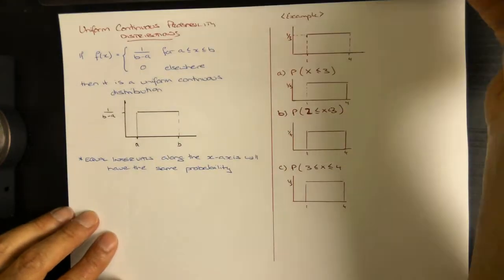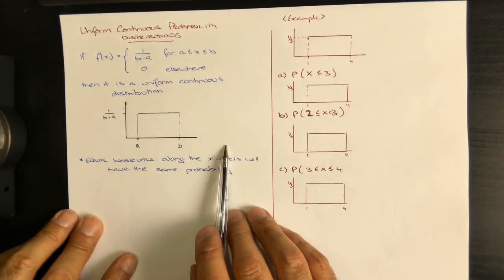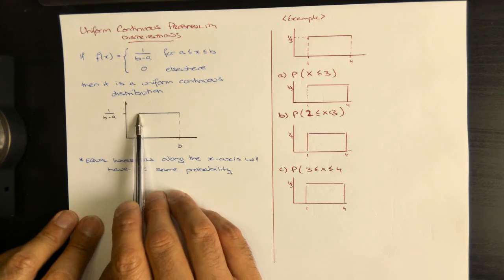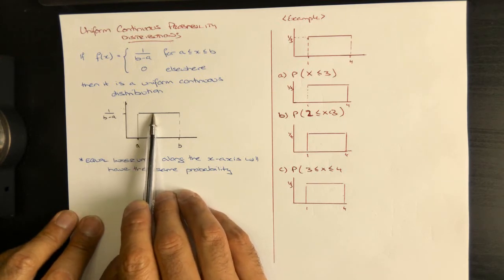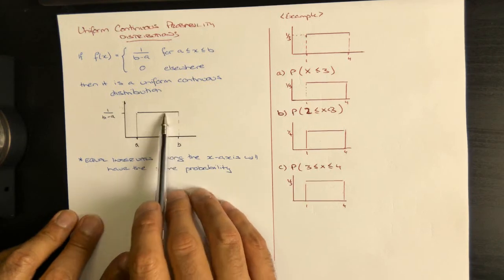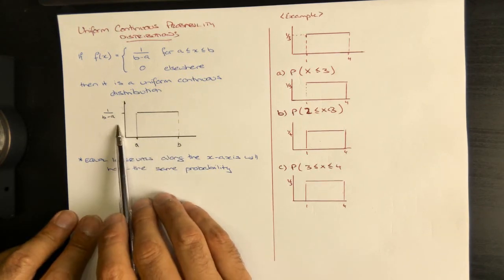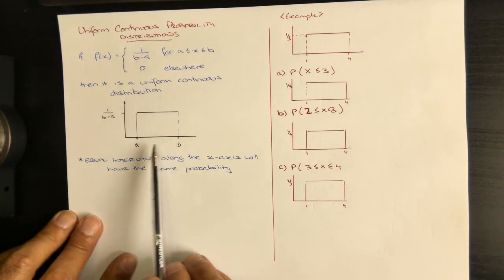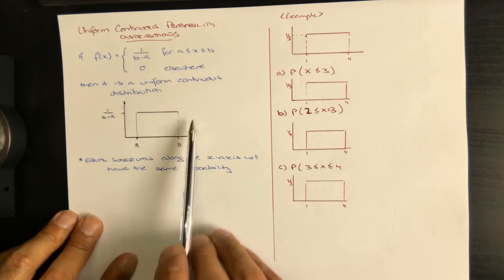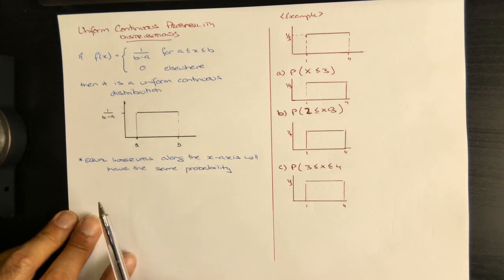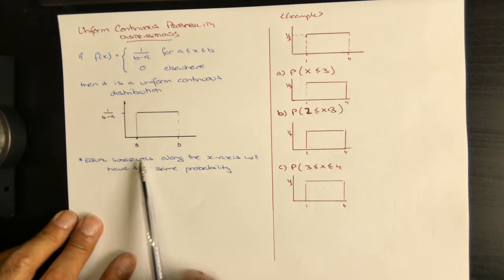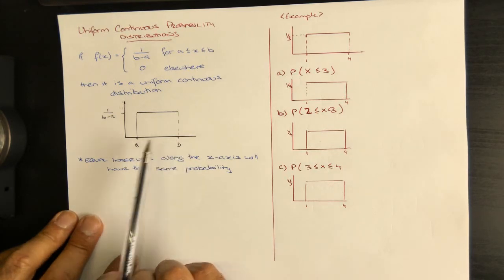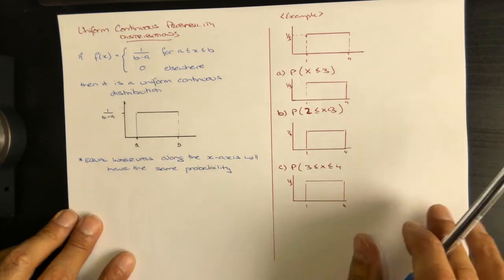If we have a continuous function and it's uniform, it means that the probability of each item occurring is always equal. So you get this kind of flat line. And remember, the area under here is going to be 1. So the function is 1 over b minus a for a to b, and 0 elsewhere. And the good thing is, if we take equal intervals, the probabilities of each equal interval will be the same. So here's an example.